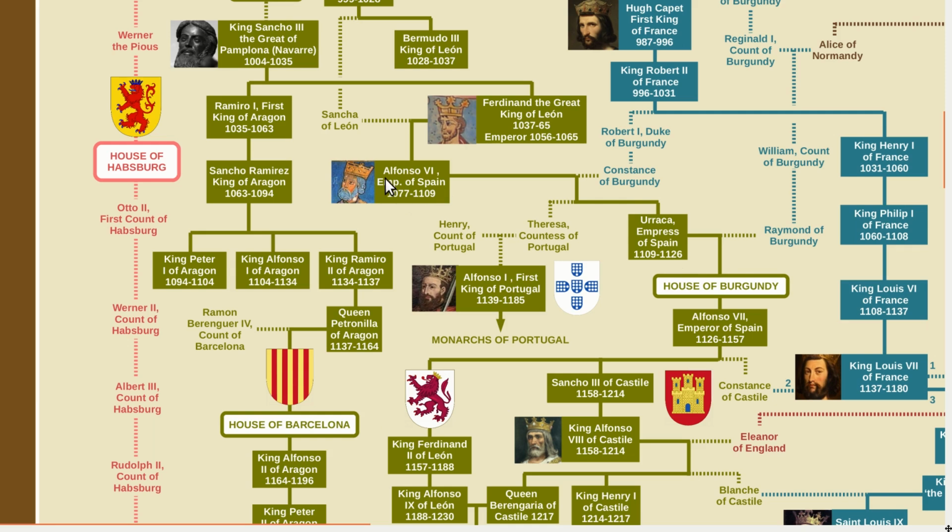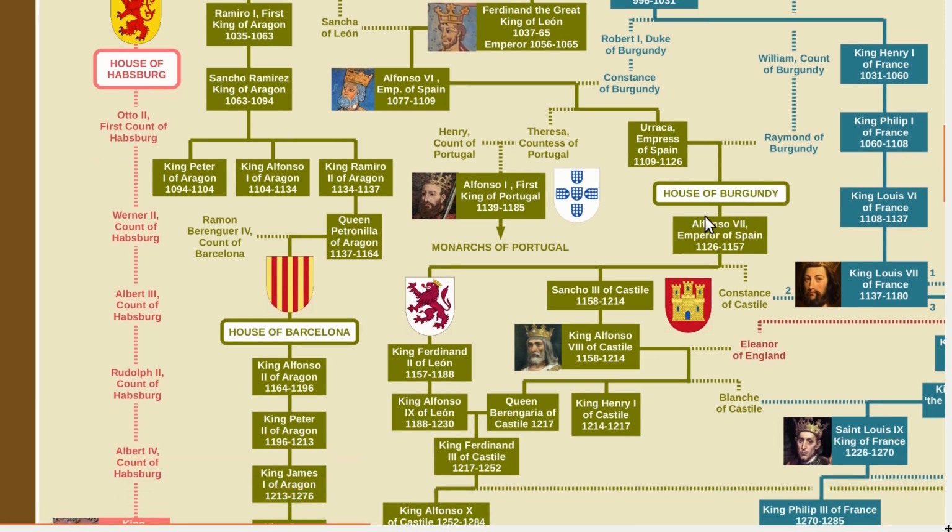Now, Alfonso VI also had a daughter who married the Count of Portugal, and it's from this point forward that Portugal becomes a separate kingdom. The monarchs of Portugal are not on this chart, and we're not going to cover them in this video, but from this point on, Portugal is now its own kingdom. But we're going to continue the line here, which now is called the House of Burgundy.